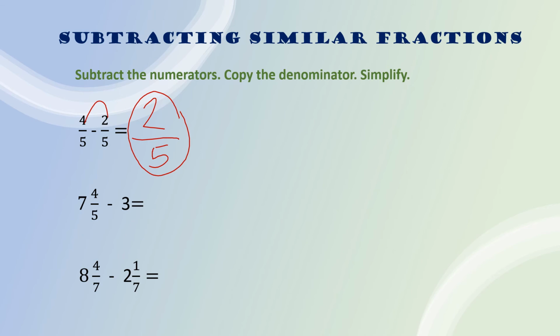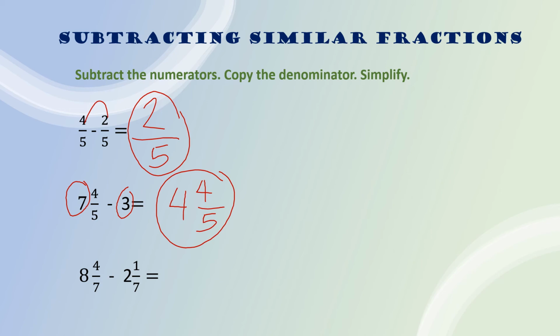In number 2, we have 7 and 4/5 minus 3. Since we don't have any fraction here, we may just subtract the whole number first. 7 minus 3 is 4. And then we just copy the 4/5. So we have 4 and 4/5.